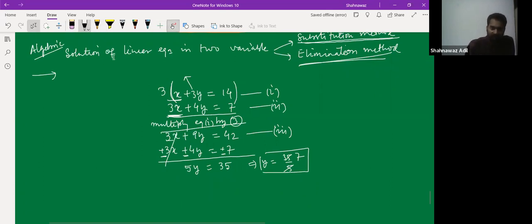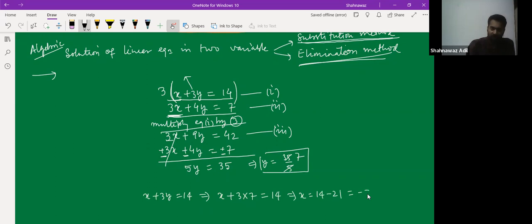So this was the one equation. You can put in any equation. So this was the equation: x plus 3y was 14. So this will be what? x plus 3 into 7 will be 14. So x will be what? 14 minus 21 will be minus 7.